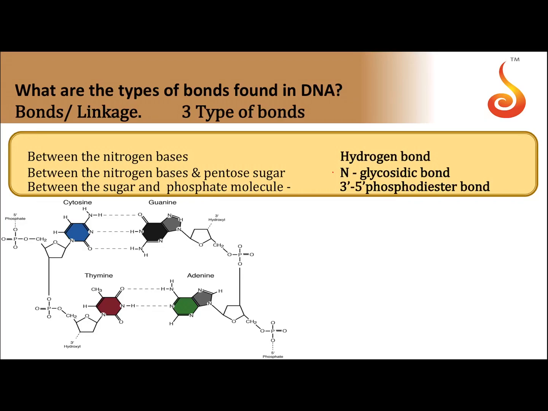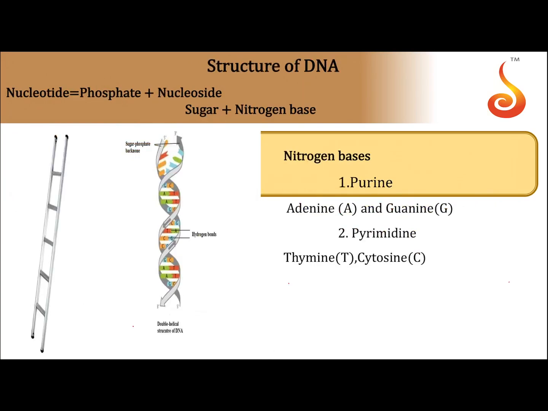What are the types of bonds present in DNA? Bonds are otherwise called linkages. In DNA, three different types of bonds are present. They are hydrogen bond, N-glycosidic bond, and phosphodiester bond. These are the three bonds present in DNA.